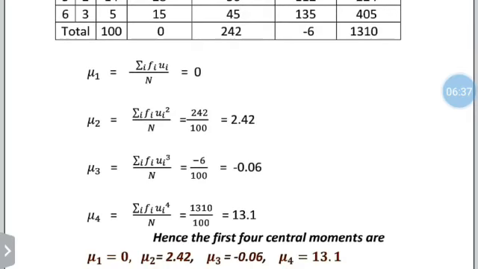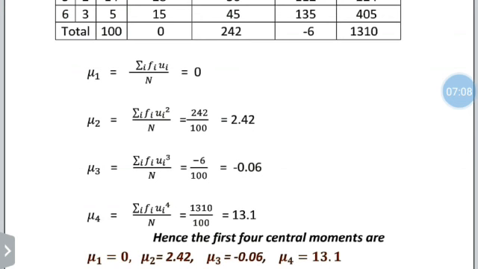Now, in the formula, we put r is equal to 1. So, mu1 is equal to summation over i fi ui by n. From the table, summation over i fi ui is 0. So, mu1 is 0. Next, putting r equal to 2 in the formula, we get mu2 is equal to summation over i fi ui squared by n, which is equal to 242 divided by 100, which is 2.42.